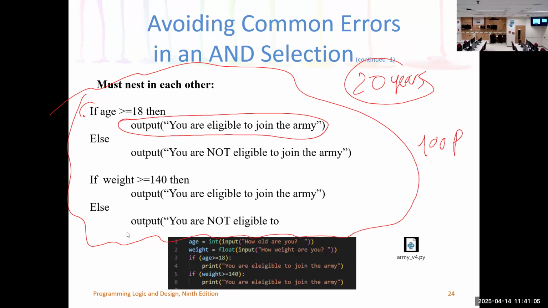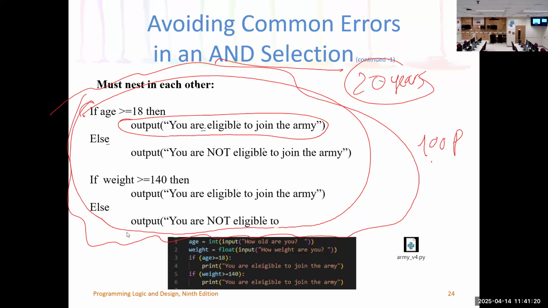You do not have to check for this one. You do not have to check this one here. For sure, you have this one here. So that's why, when you work with the AND selection, make sure that you net them into each other.